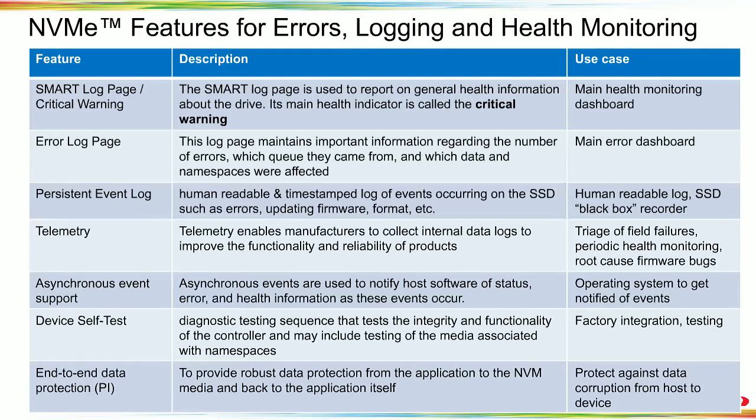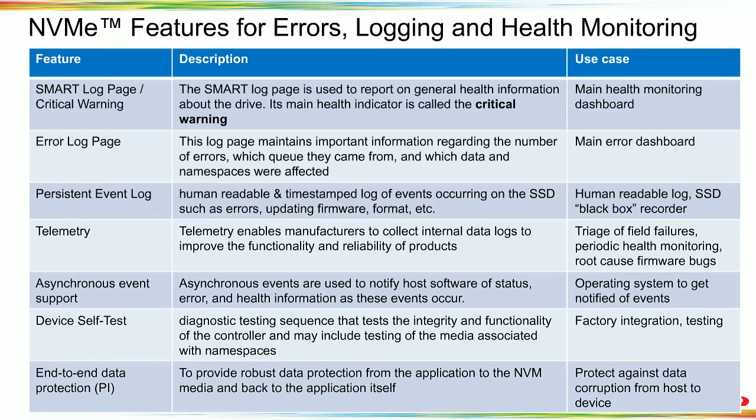The error log page is the log page that maintains a log of the errors: what queue they came from, which namespaces were affected, what type of error, and then some vendor specific information. That way, if there are errors, they get logged in the log page. The persistent event log is one of the new ones in NVMe 1.4. We're going to talk a little more about it in a few slides, but think about this as the human readable SSD log. It's like the black box recorder of all the things that happen on the drive with timestamps. So an operating system or other host software could go back and figure out what's wrong with the drive if something happens.